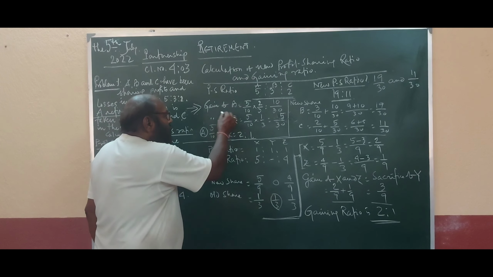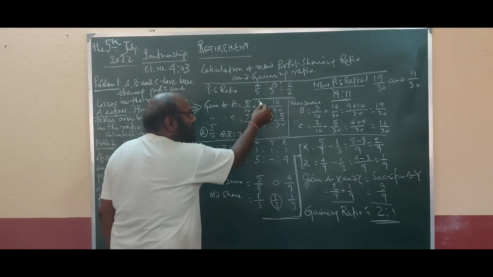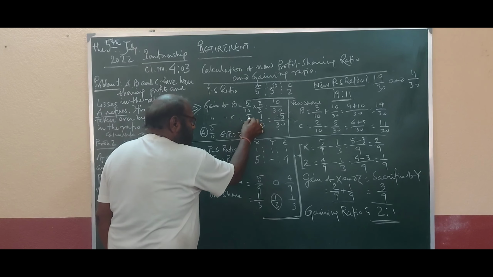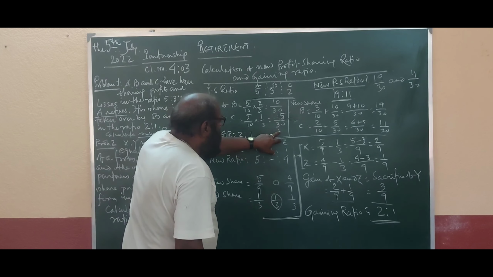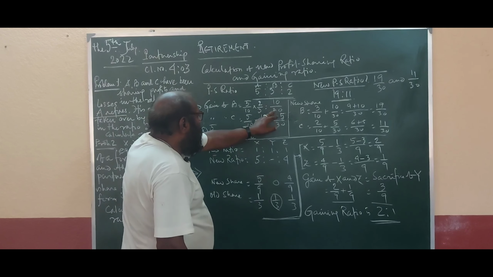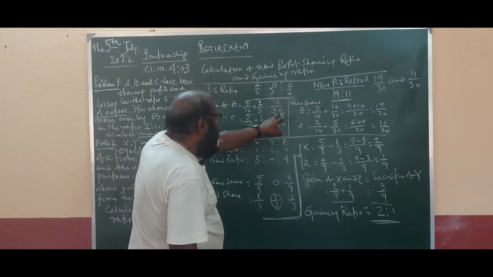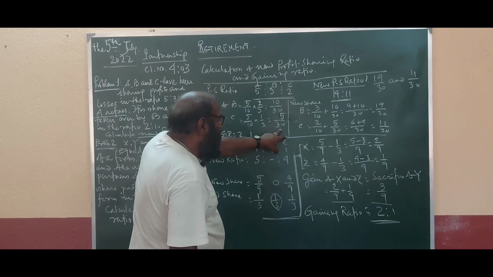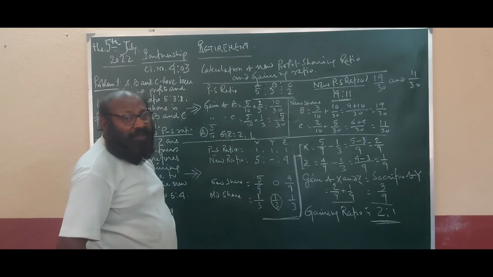Now see, the gain of B: A's share is 5/10 and B is taking over 2/3 of it. The gain of C: A's 5/10 share, and 1/3 part of it is being taken over by C. So the gains are 10/30 and 5/30. So it is 2:1. It is quite evident over here.